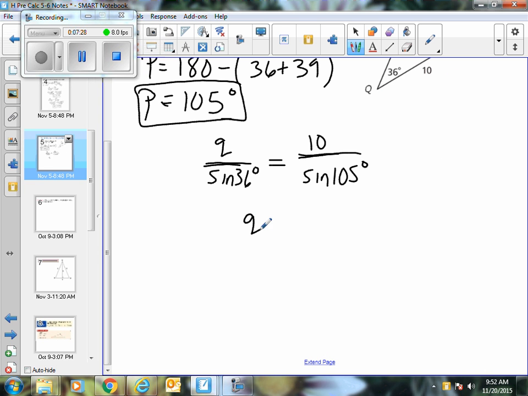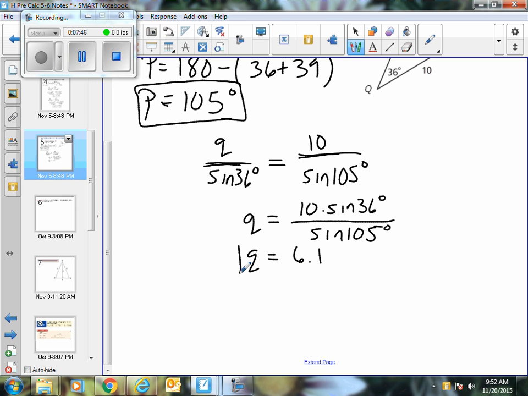See if you're okay if I just write it like this. So I'd be doing 10 times the sine of 36 divided by the sine of 105. So go ahead, pause the video, type it in, and see what you come up with. So little q, I got 6.1.